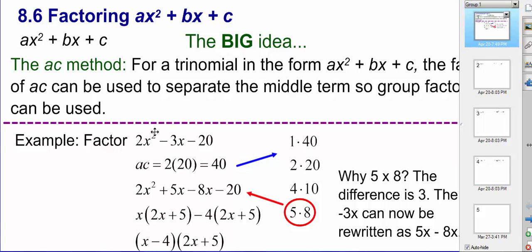When we factor this, we're still going to use a similar process to what we used when we were factoring without the a term, except since that a term is sitting there, we're going to have to deal with it. In this section, we're going to multiply a times c. So this is an example. If this was the example, we would multiply 2 times 20. That's going to give us 40.